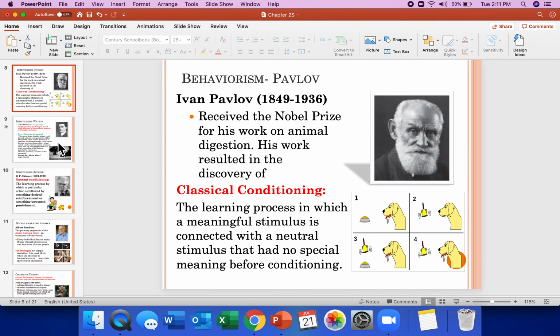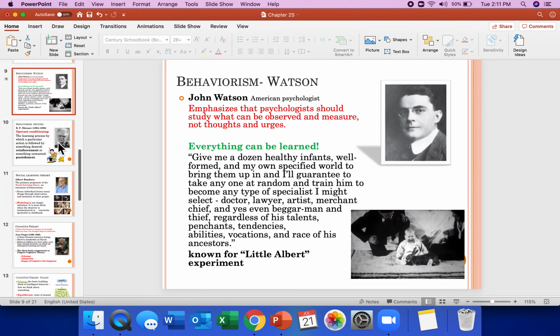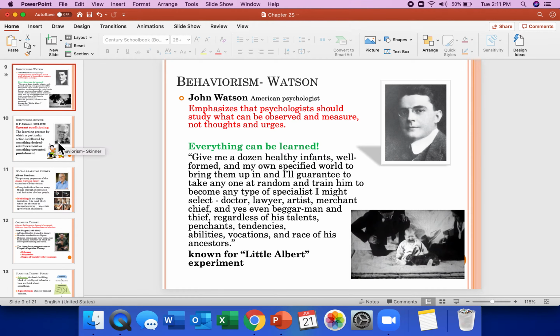So the next theorist is John Watson, and John Watson brought behaviorism into the United States. He was a student of Pavlov, who actually believed in the same concept of that theory, and that is we can train or teach people to do just about anything, according to John Watson.